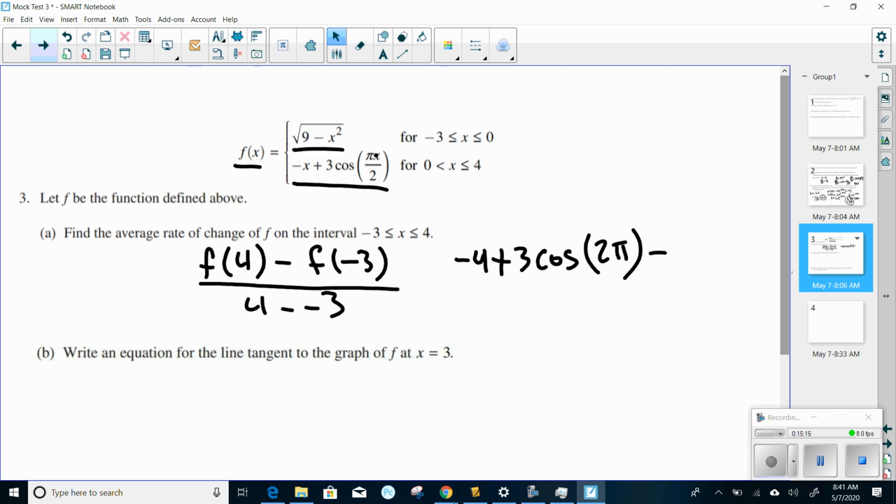Minus f of negative 3. That one I'm going to plug into this function up here. Negative 3 squared is 9. 9 minus 9 is 0, so that's nice. It works out to be 0. 4 minus negative 3, 4 plus 3 comes out to be 7.